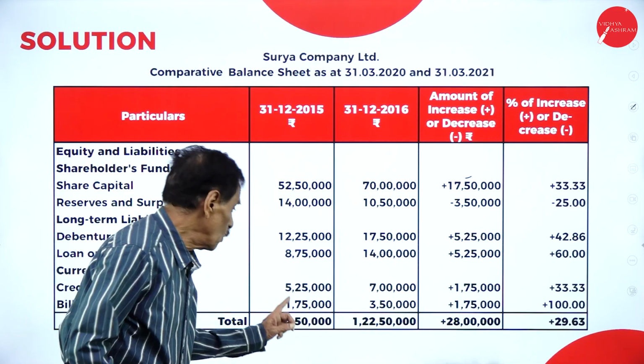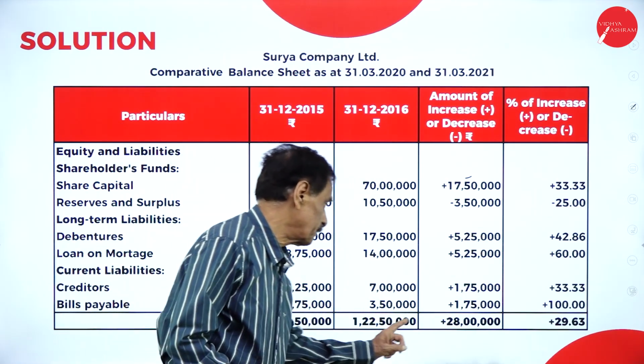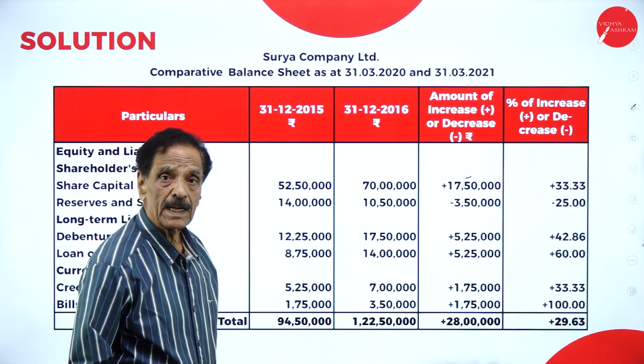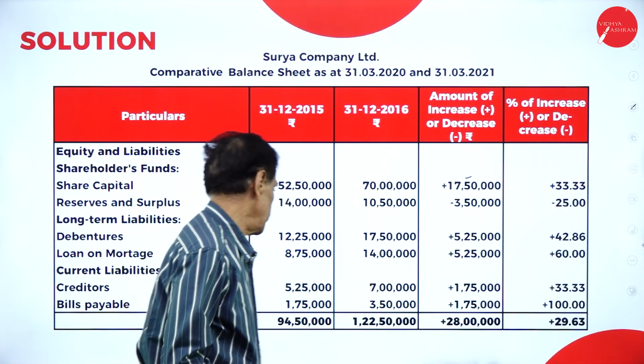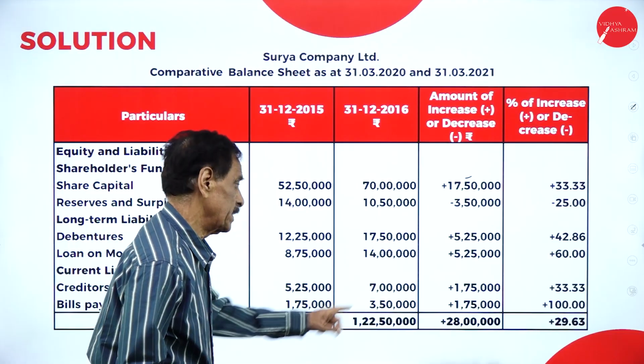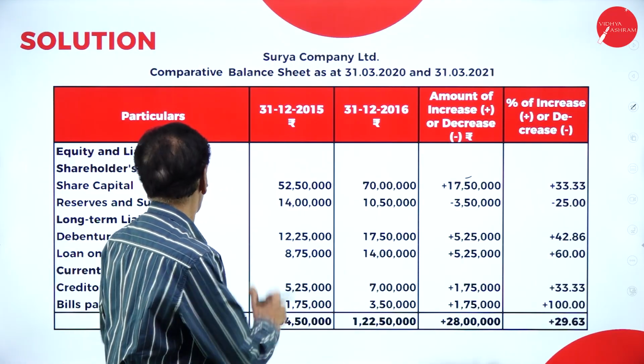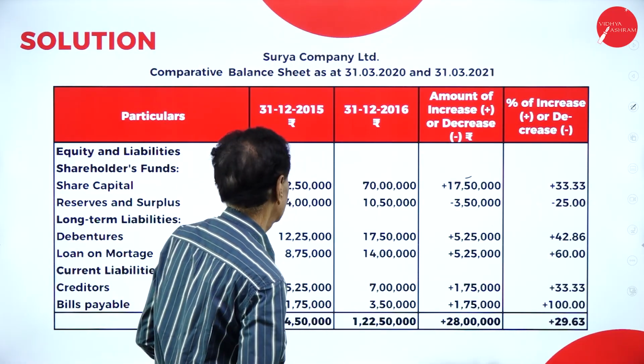Bills payable, 1 lakh 75,000 to 3 lakh 50,000, there was an increase of 1 lakh 75,000. 1 lakh 75,000 divided by 1 lakh 75,000 is 100%. So you have to compare the increase or decrease.